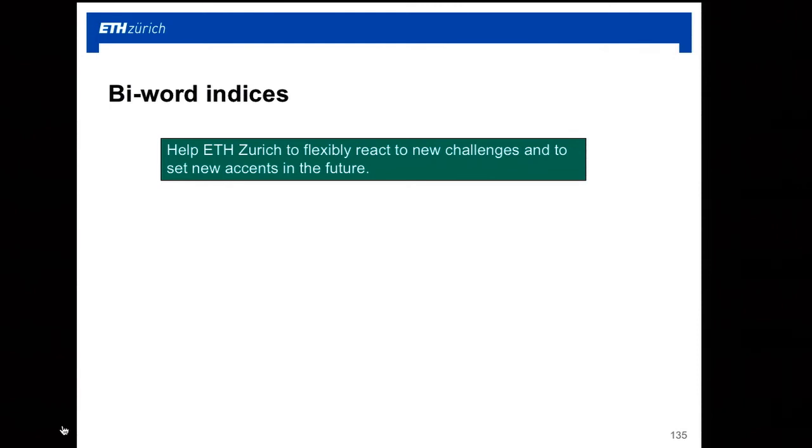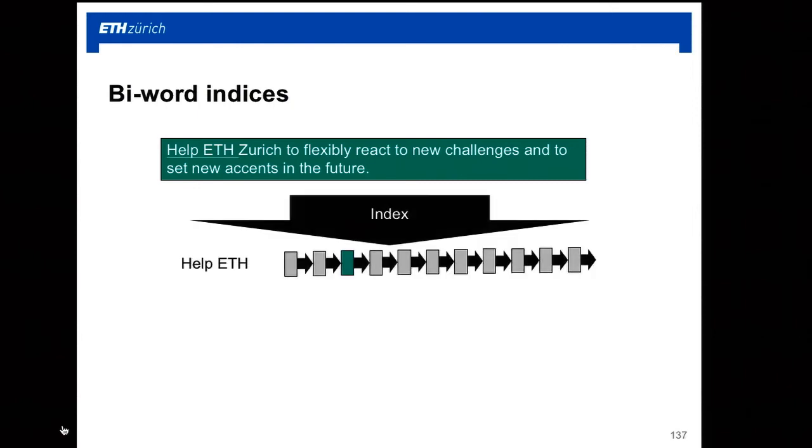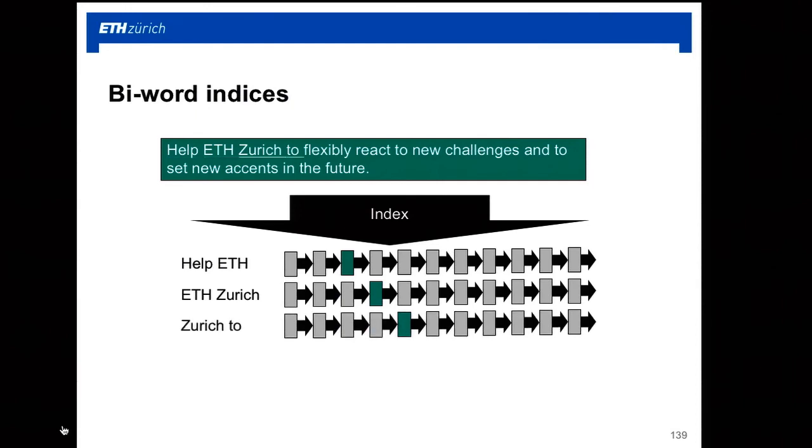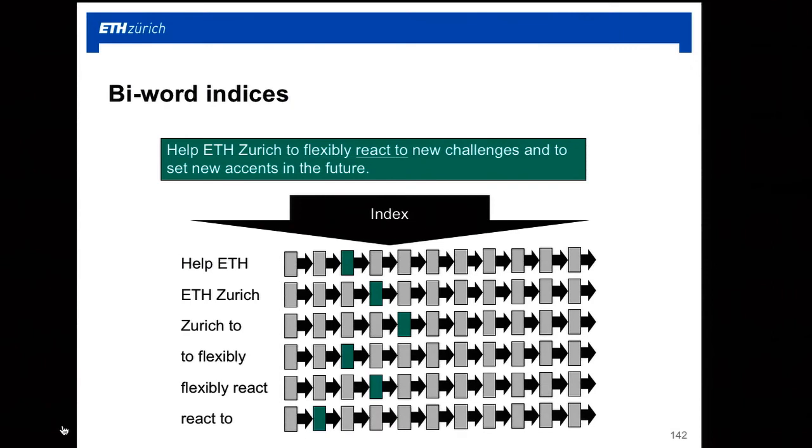In the original standard inverted index, we would have help as a term, and then ETH, and then Zurich, and then to, and then flexibly, and so on. So we take each term, and then we have the vocabulary, and we have the posting list. But what we change here is byword, 2 words. We take the words 2 by 2. Help ETH, 2 words. So we create an entry for all the documents that contain help ETH, really one after the other as a string. Then we say ETH Zurich, and we have all the documents that contain ETH Zurich, and then Zurich to, and then to flexibly, and then flexibly react, and then react to, and so on and so on. We try all the combinations of 2 words that are following each other, okay?